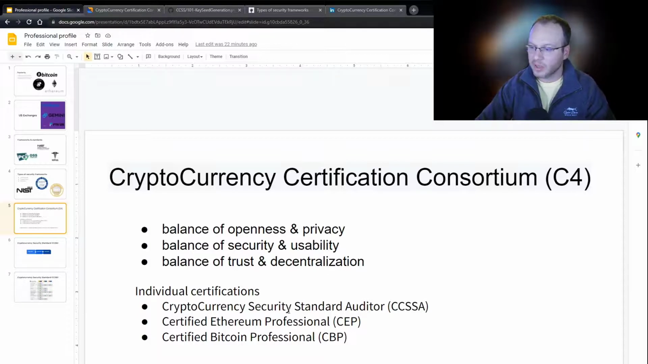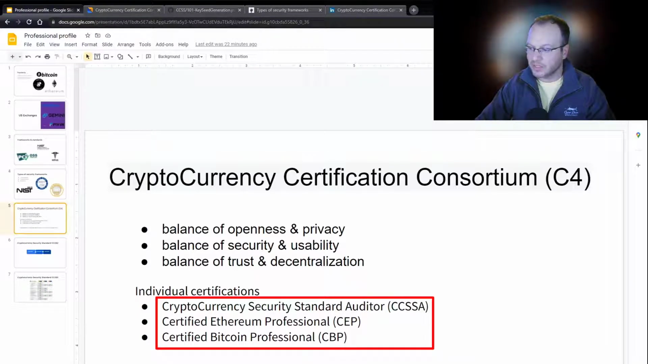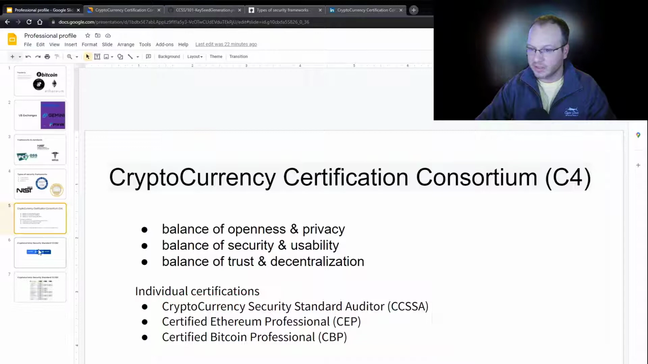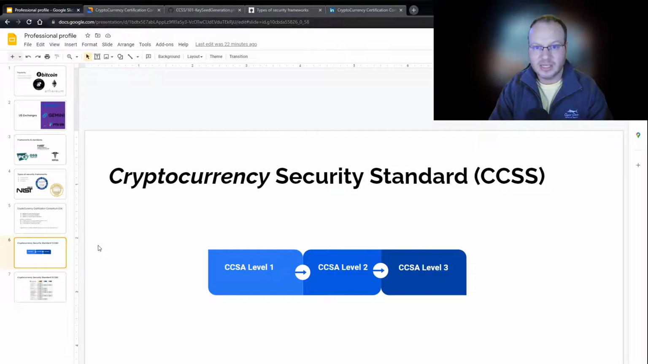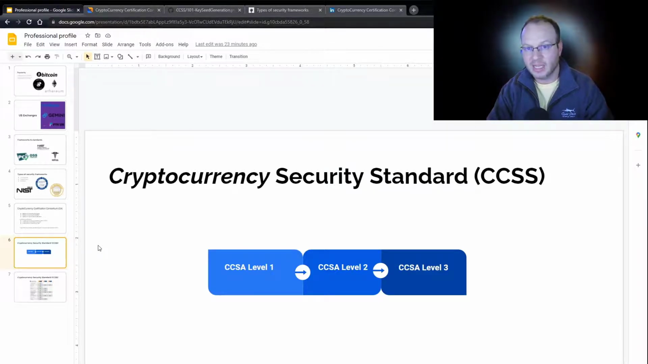Now, like I mentioned before, they have three individual certifications, and then they have their security standard, which we're going to dive into right now. Now, the security standard has three tiers. They call them level one, level two, level three. To be a CCSS compliant organization, you need to be at least level one. And then if you build on those controls, those implementations, those mitigations you've put in, you could be audited and attain level two and level three, depending on what they are.